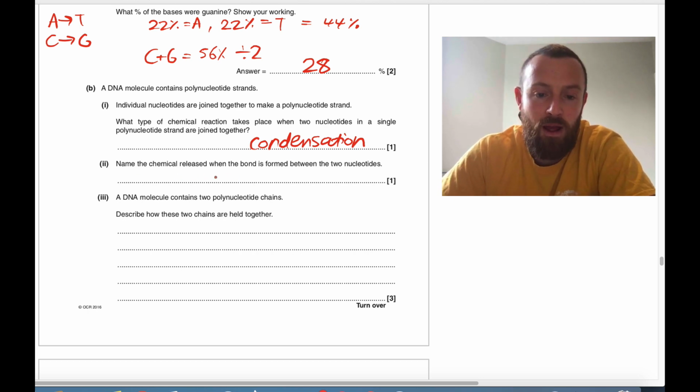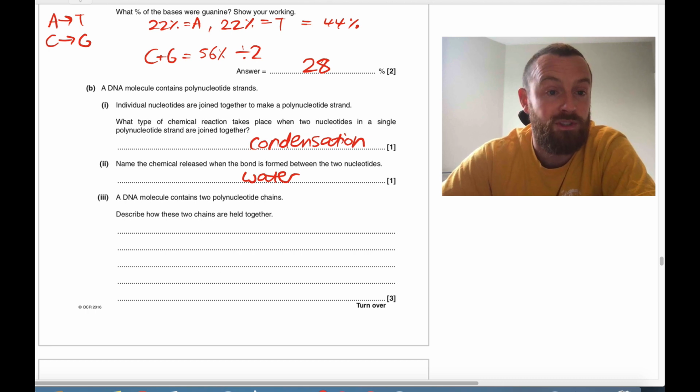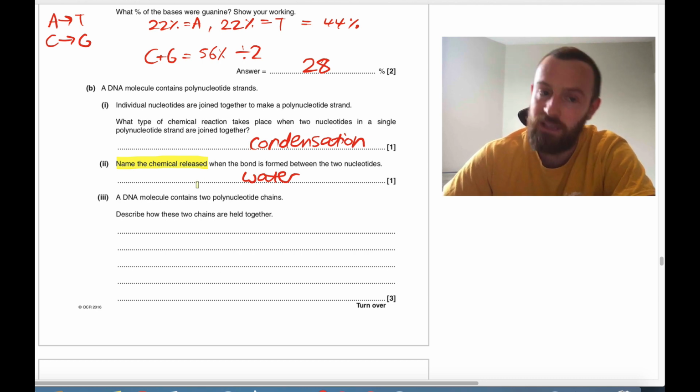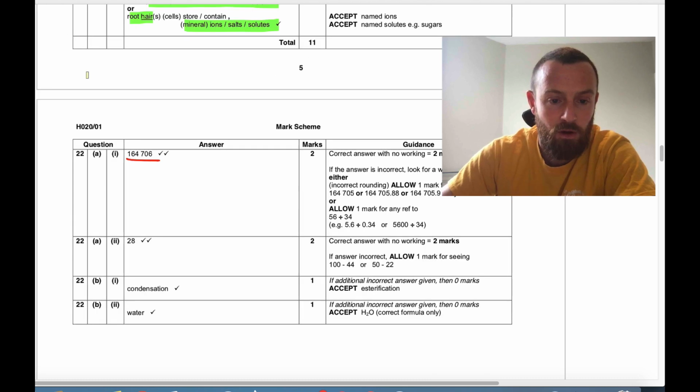I bet you've got to write water. This is one of these horrible things that the OCR board does. Let's look at the mark scheme. Look, because it says name the chemical released, you have to give the name, which is water. I bet if you write H2O, it's not going to give you the mark.